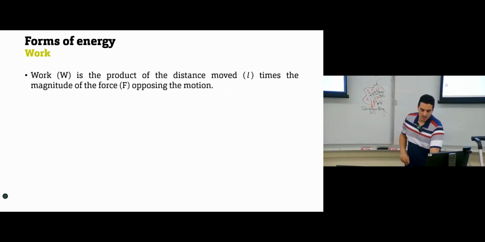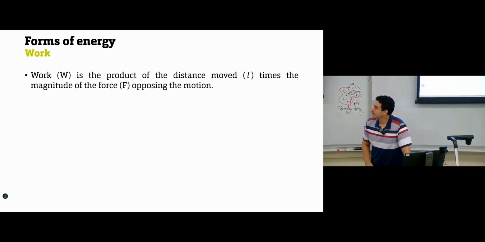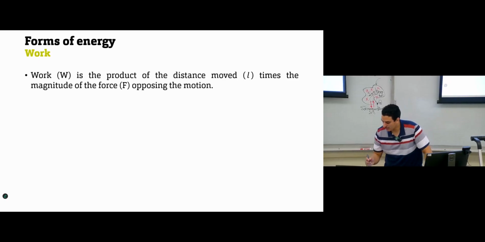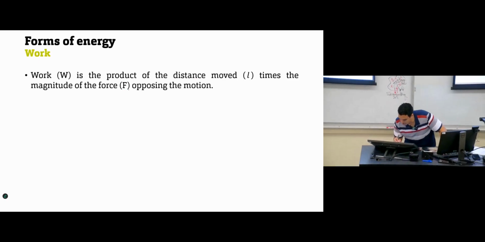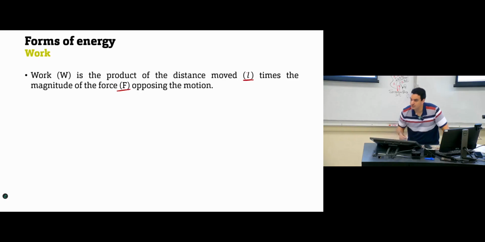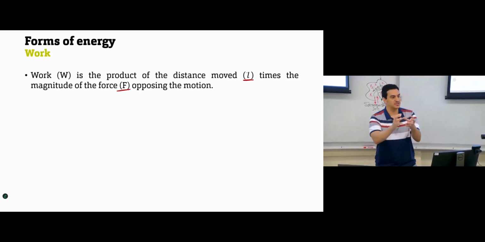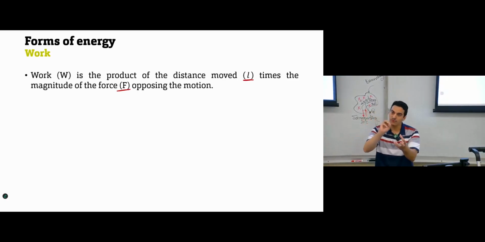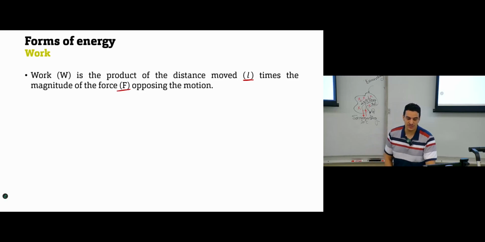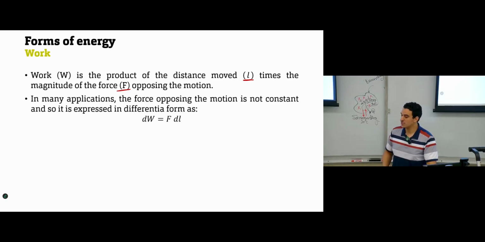Okay. The second thing is work. Work is the product of force times distance. If you have an object, a system, a body, you are applying force to this body to move it a certain distance. So F times L, this distance, will give you the work. This is why mathematically you express it this way.